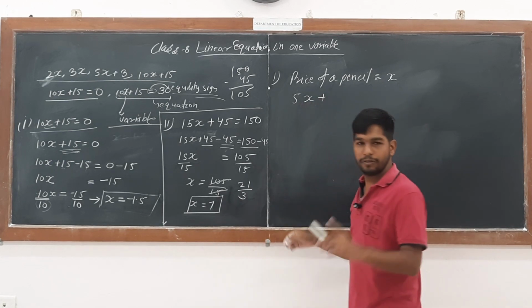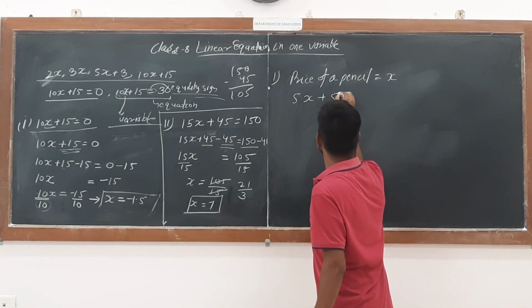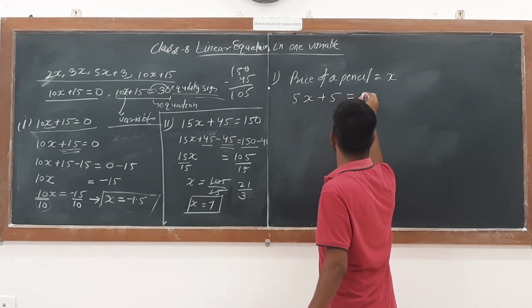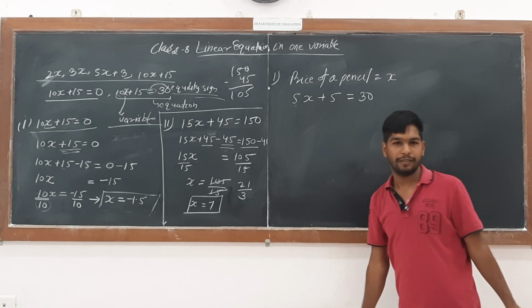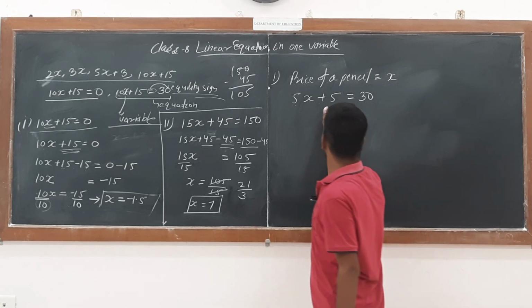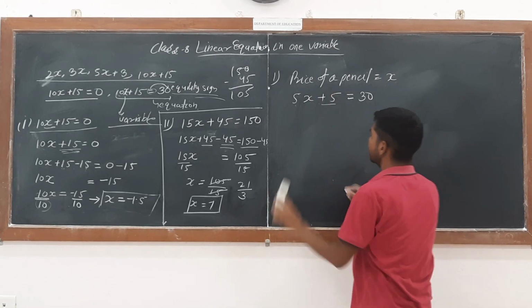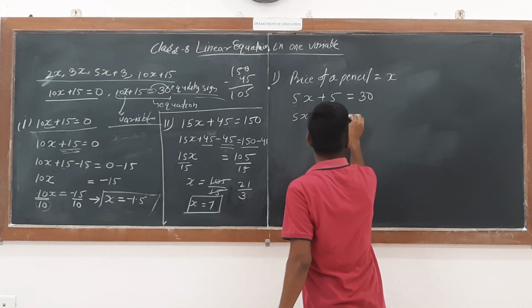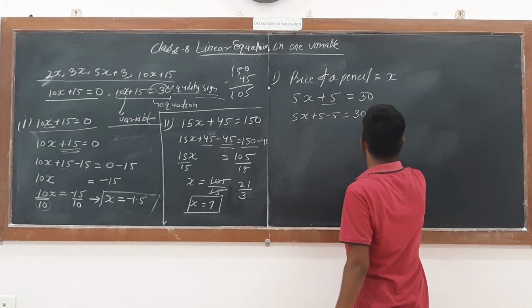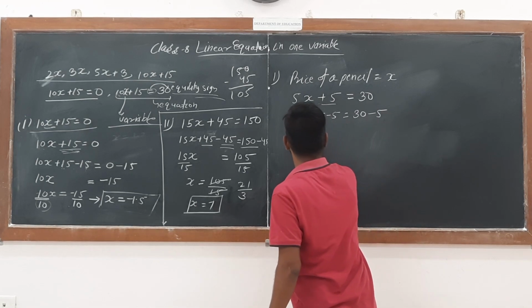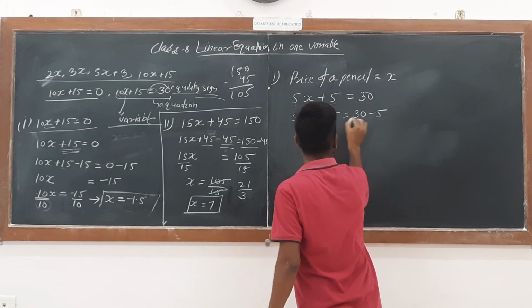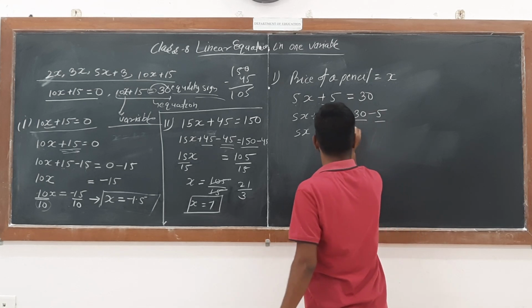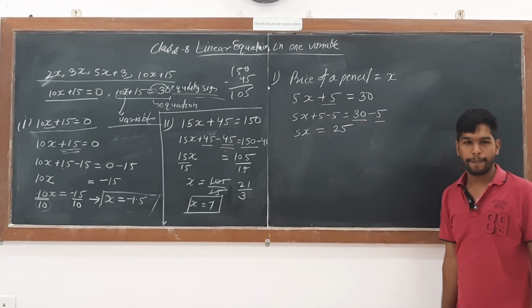And 5 rupees you give to your friend, so that will be 5x plus 5, which is equal to 30. Now if I want to solve that, I have to remove the extra 5. So 5x plus 5 minus 5 will give me 30 minus 5. This gives me 5x is equal to 25.